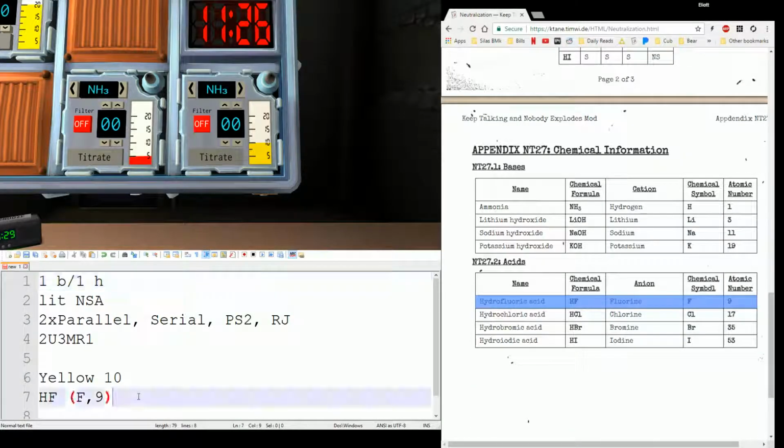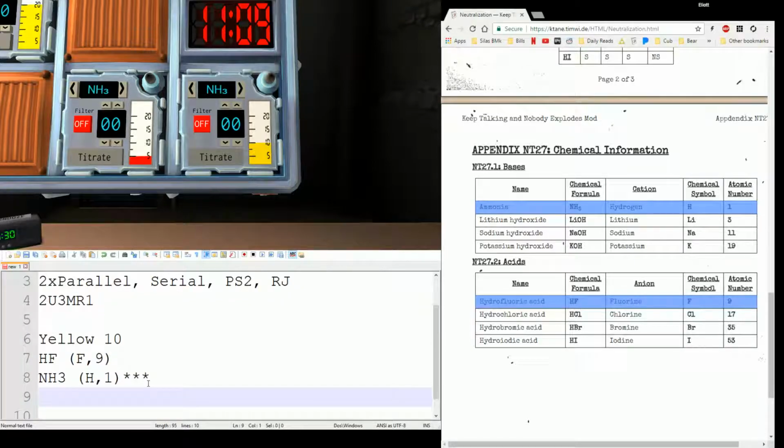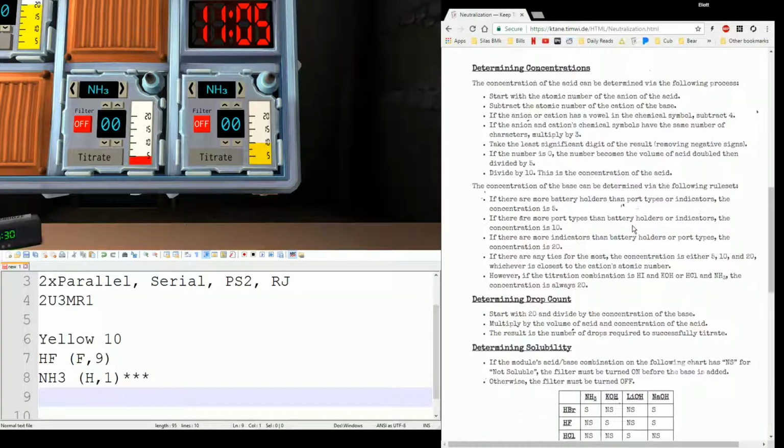Ammonia here is NH3, and we're going to jot down the cation on this one, just like we did for the anion down there. That's hydrogen with atomic number 1. This is your base. That is going to be the first piece of information you're going to convey back to the defuser when you're done. But not yet. Let's finish up.